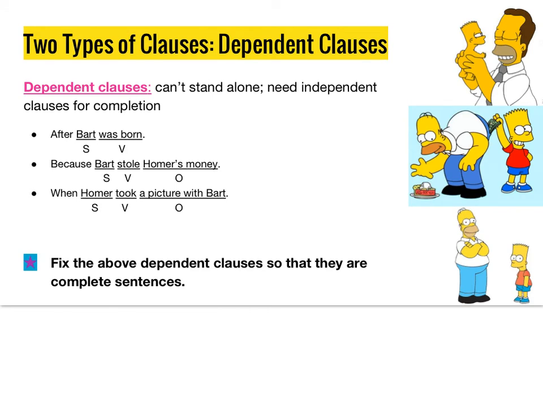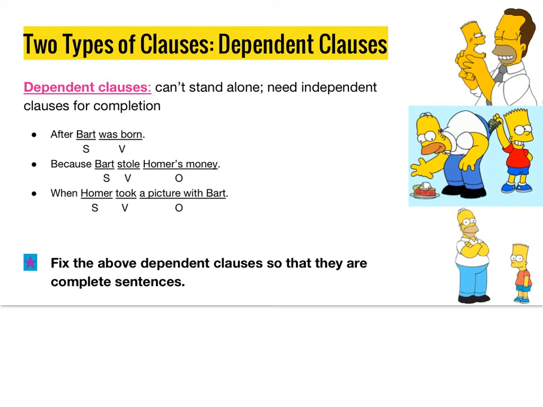The second type of clause is known as a dependent clause. Unlike independent clauses, dependent clauses cannot be sentences on their own. They express incomplete thoughts. Look at the first example. After Bart was born, it doesn't sound complete, does it? That's because dependent clauses don't express complete thoughts.